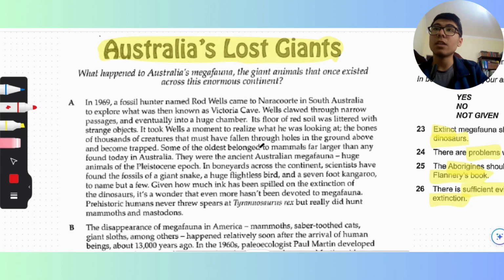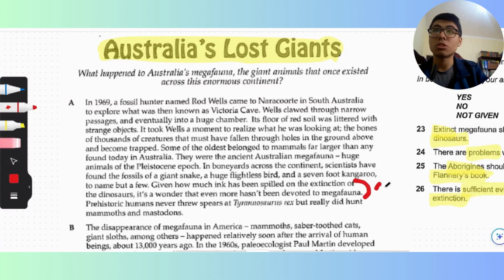They were the ancient Australian megafauna, huge animals of the Pleistocene epoch. In barnyards across the continent, scientists have found the fossils of a giant snake, a huge flightless bird, and a 7-foot kangaroo, to name but a few. Given how much ink has been spilled on the extinction of dinosaurs, it's a wonder that even more hasn't been devoted to megafauna. So now we have a specific location.